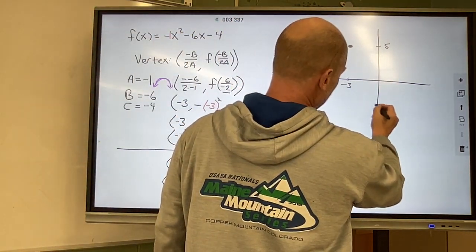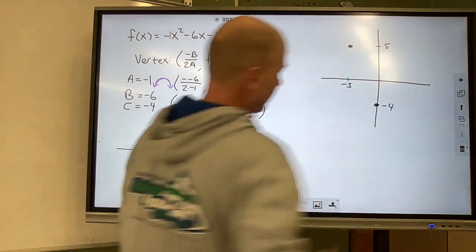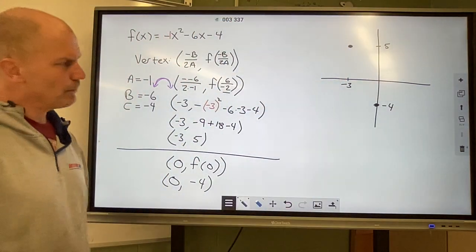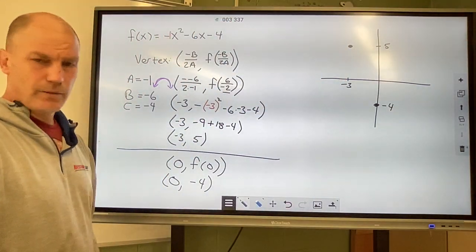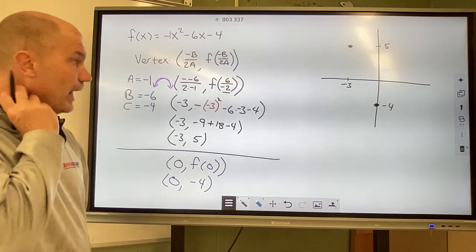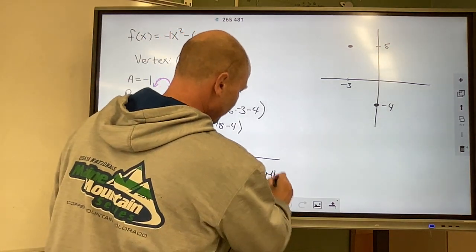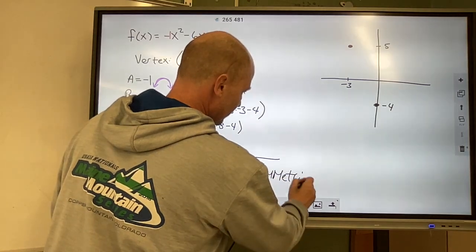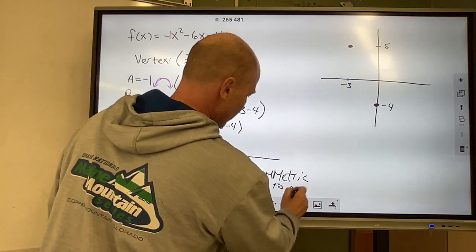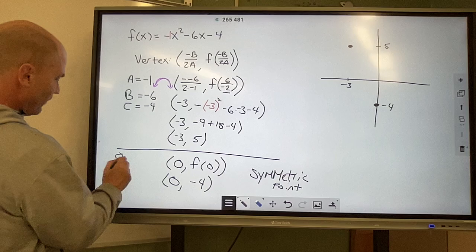I'm going to be relatively to scale. Negative 4 goes about there. Probably, maybe a little bit lower. Anyway, so it goes about there. And then I can find the symmetric point. I should have labeled this. This is the other point.